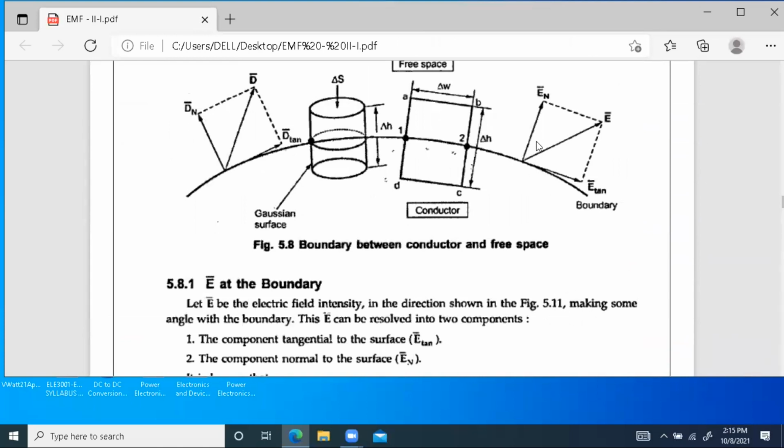Let E at the boundary, electric field at the boundary, let E be the electric field intensity in the direction N. So E is the electric field, okay? Making some angle at the boundary. So E is resolving into a tangential component and a normal component.